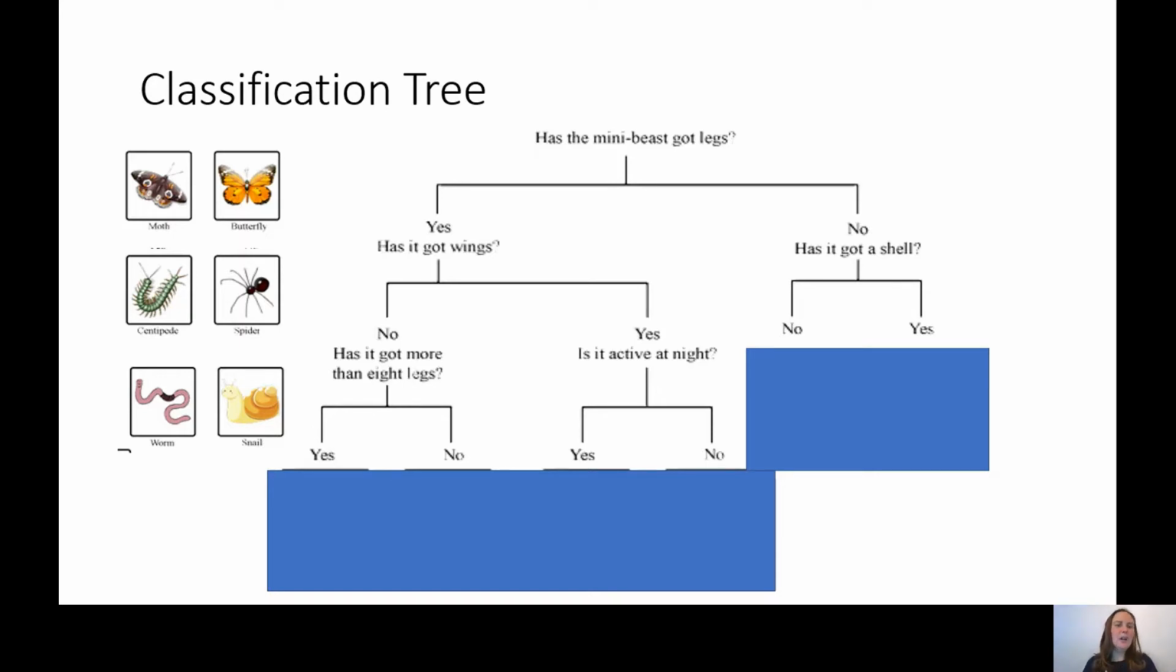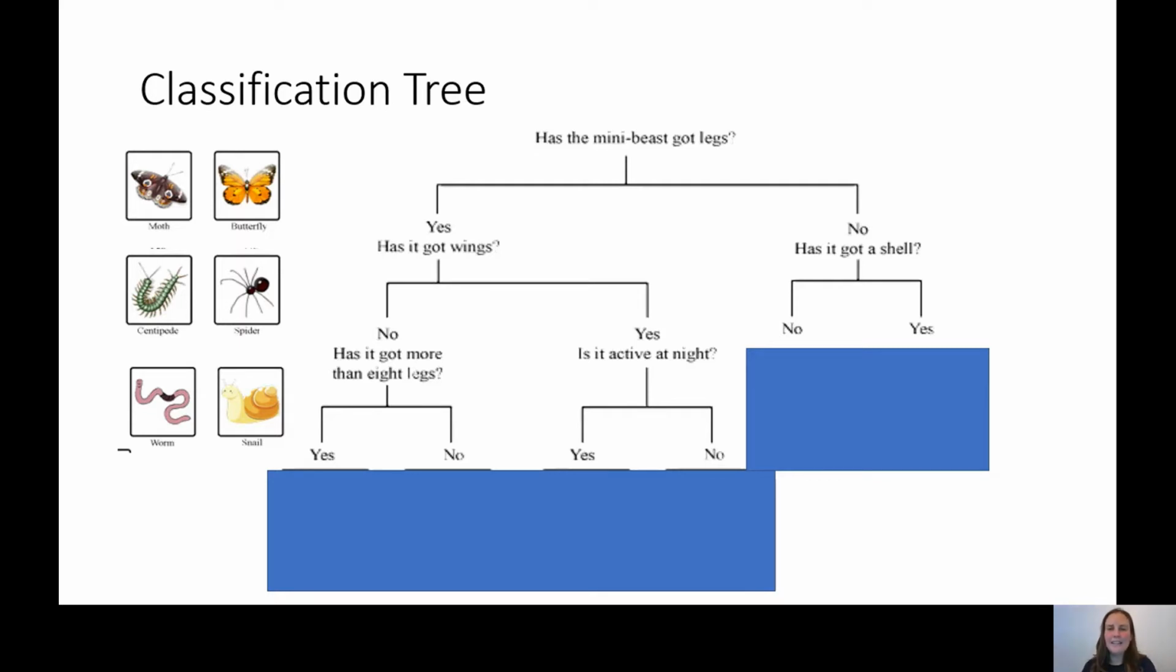Let's go back to the moth and the butterfly. So we answered the question, yes, it has got wings. And now we need to sort out the difference between the two. Is it active at night? I'd like you to have a little think. Out of the moth and the butterfly, let's think about which ones we usually see during the day. Which one do you think is active at night? Well done, it's the moth. So underneath the yes to that question, it will be the moth, and the no will be the butterfly. We've then got 2 more animals to sort out.